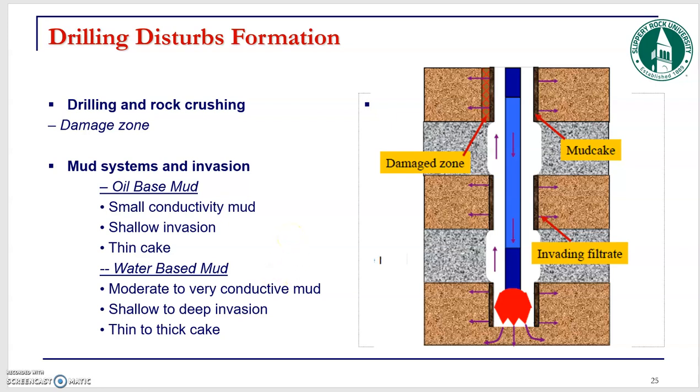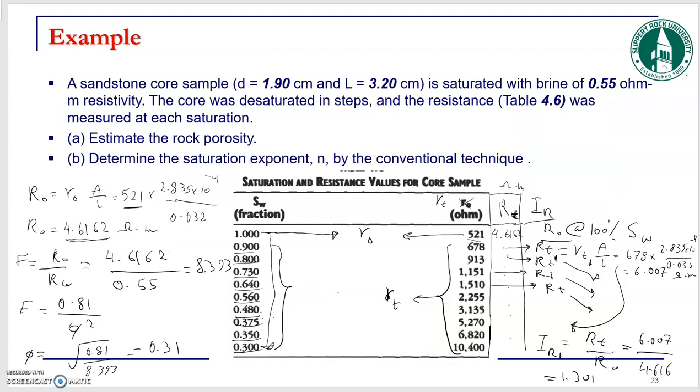Hello everyone, let's continue the last part of the resistivity. So we talked about getting the data based on the resistivity experiments. You remember we did this example in the previous video, and these data were coming from the core samples, and with that you can get the saturation exponent found from the experimental measurements.